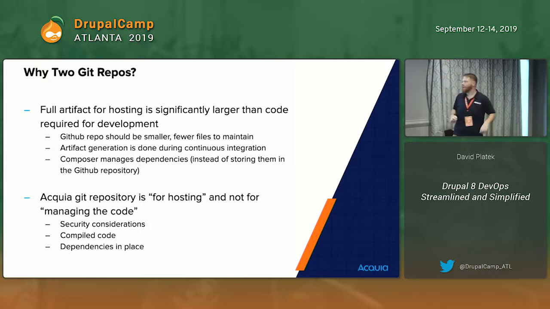Cool, all right. And then the Acquia Git repo is for hosting. It's not for managing the code. You will never bring it down to your local environment. You will never deploy the master build branch to your local environment. That is not something that would be valuable to you because there is nothing in there that will help you be a developer. But it is everything that you would want to make sure is pushed into production. All your security considerations are taken care of. Everything is compiled. All of your Sass is generated into CSS. All of your node applications are put together, and all of your dependencies are in place.